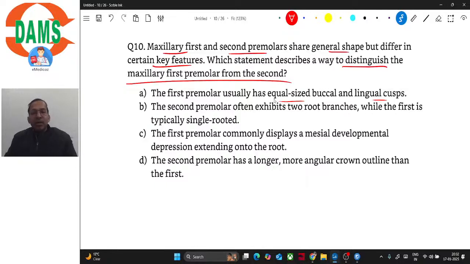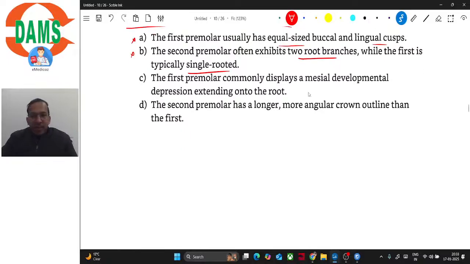This feature is more characteristic of the second premolar and not of the first premolar. In the maxillary second premolar, the buccal and the lingual cusps are more or less of the same size, right? But not in the first premolar. So option A is incorrect. The second premolar often exhibits 2 root branches, while the first is typically single rooted. Again, this is incorrect, right?